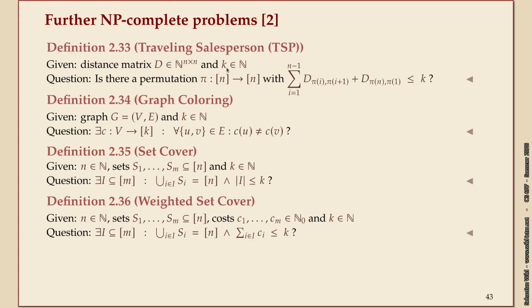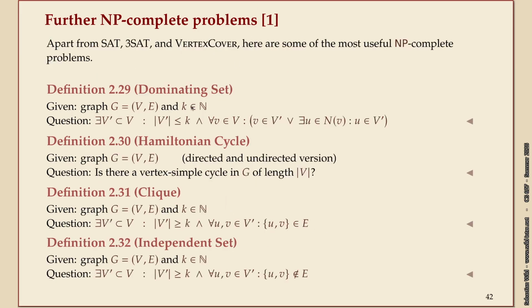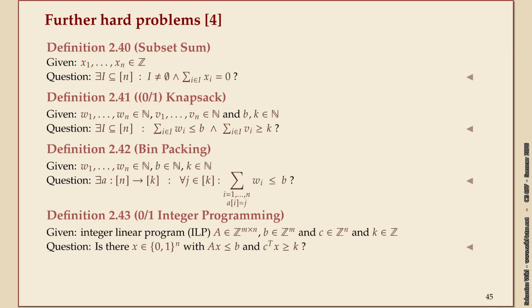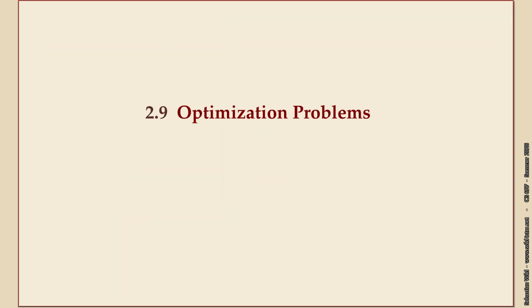TSP, of course, you can minimize the cost of the tour. You can minimize the number of colors you need for graph coloring, minimize the number of sets in set cover, or minimize the cost. Dominating set. So most problems are actually like this, that they're optimization problems. Hamiltonian cycle is an exception, and exact cover is an exception. All the others are optimization problems naturally.